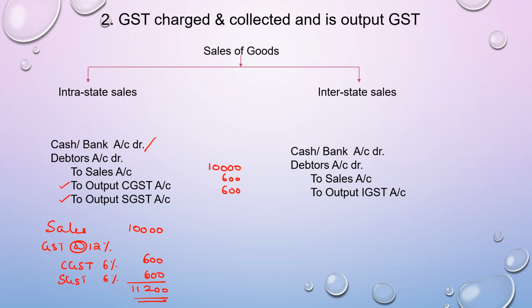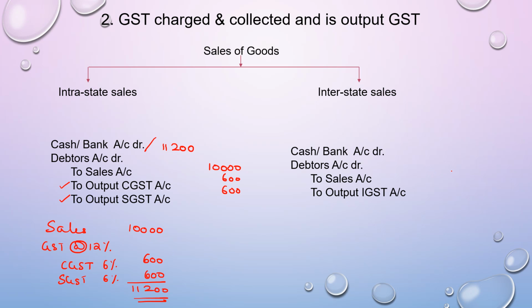For the total value, either it would be a cash or bank account debit, or, being a credit sale, the debtors account would be debited 11,200. The same applies if it was an interstate sale, meaning the supplier and the customer are in two different states. As I told you, one is in Maharashtra, the other in Karnataka. Under such circumstances, that is an interstate sale, and that particular supply will be subject to IGST. So output IGST would be collected and credited to the output IGST account. So in addition to the cash or bank account debit, or debtors account debit for a credit sale, and the sales account credit, we will be crediting the output IGST account.